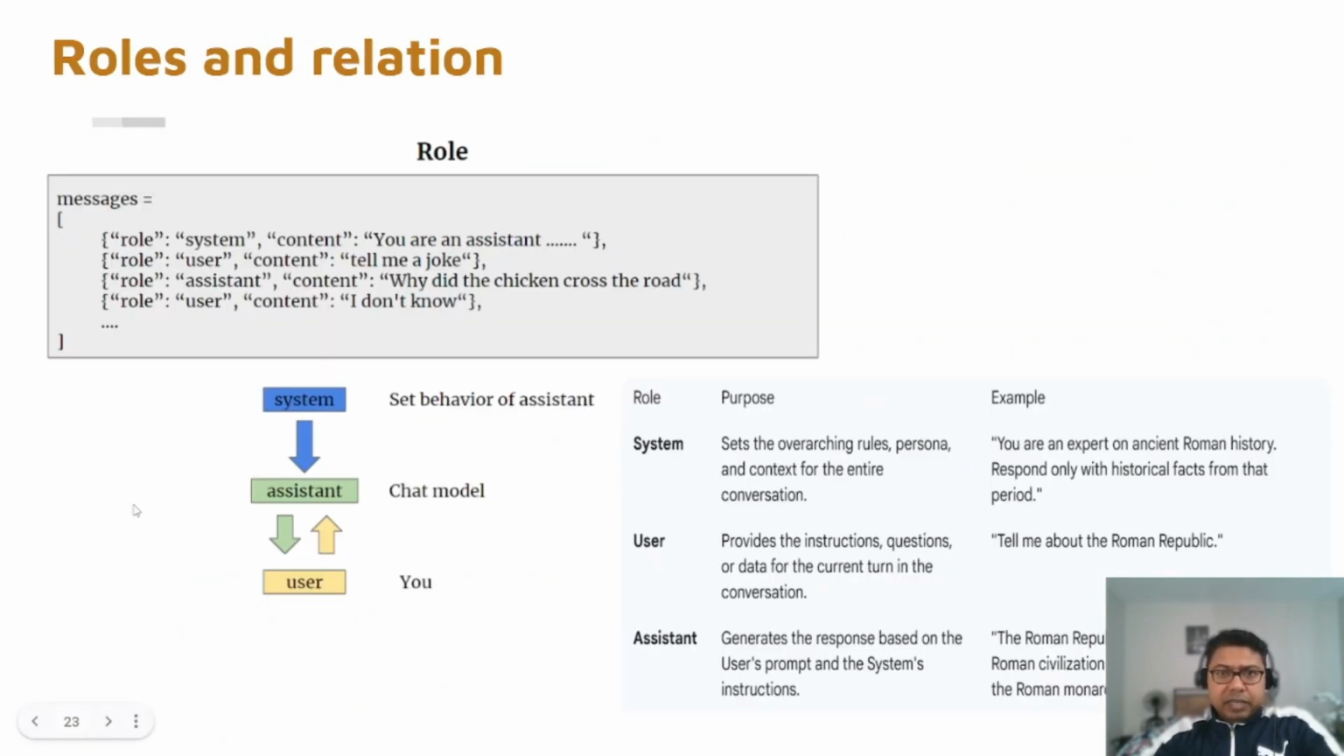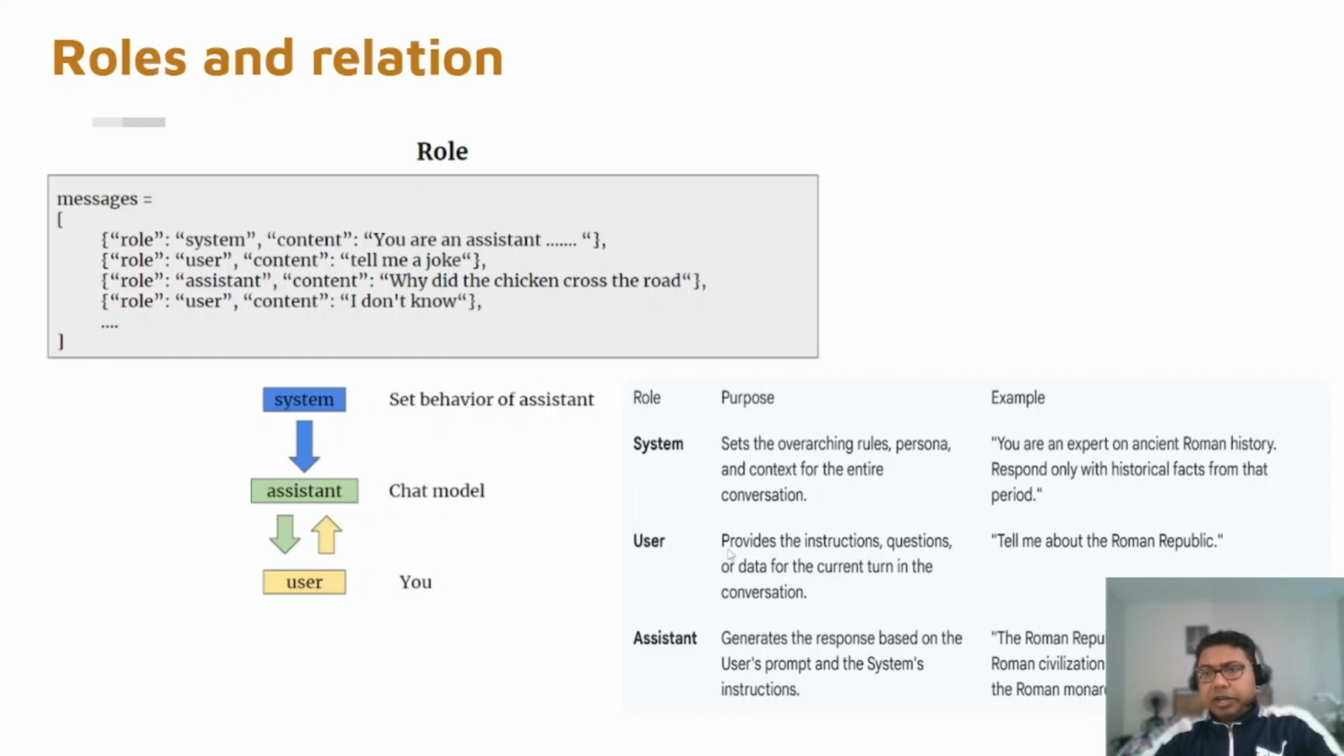Now, if you see in examples, this is how it sets the system role. Purpose: sets the overarching rules, persona, and context. So basically, the overall context it's setting for the system, and how it's setting, we can write like this: you are an expert on ancient Roman history. Respond only with historical facts from that period. So this is how we can set the system role to the AI.